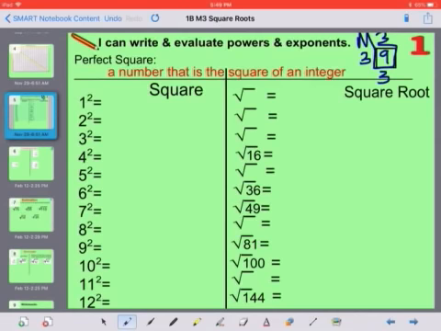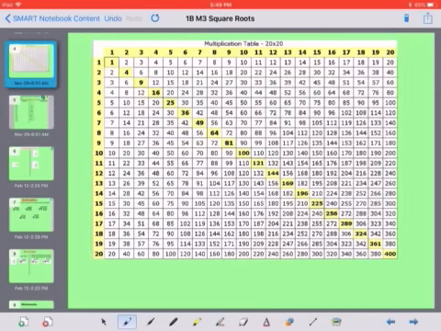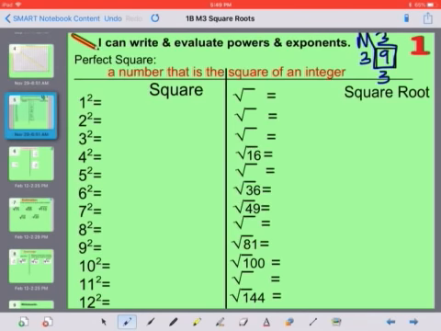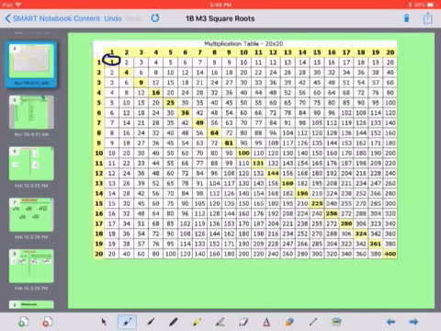So 1 times 1, we're going to use our multiplication table if we're not sure. 1 times 1 is 1. So we're going to write that down. Then 2 times 2 is really 4. Again, 2 times 2 is 4. Then we're going to do 3 times 3. If we follow those, we should get 9.